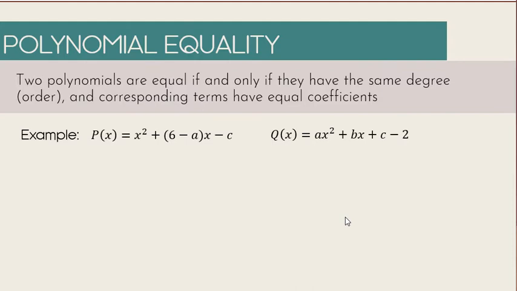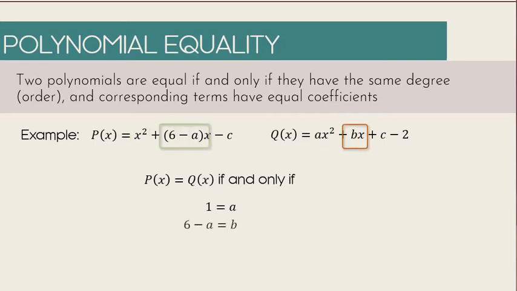And here is another example. p(x) equals x squared plus (6 minus a)x minus c, and q(x) equals ax squared plus bx plus c minus 2. Again, the two polynomials are equal if and only if... Now we again compare the corresponding terms. The x squared must be equal to ax squared. In order to have that, we need to make a equal 1. So we know that a must be 1.